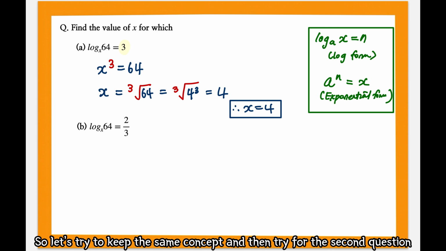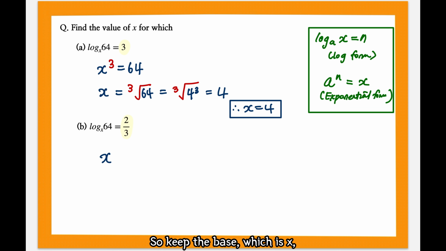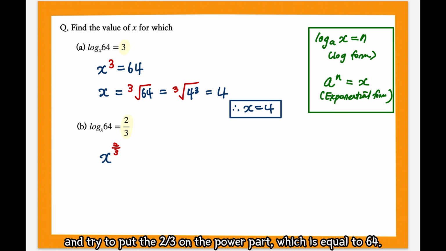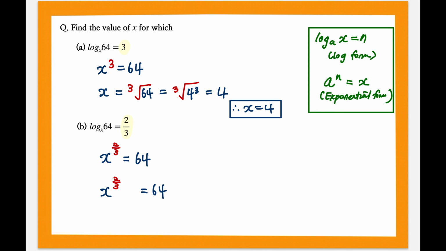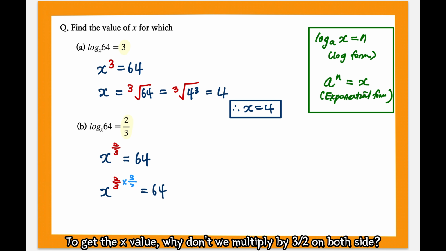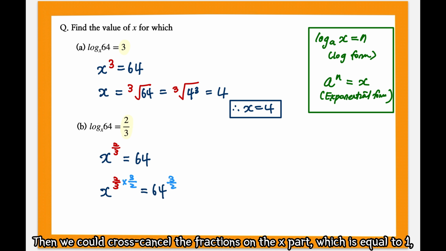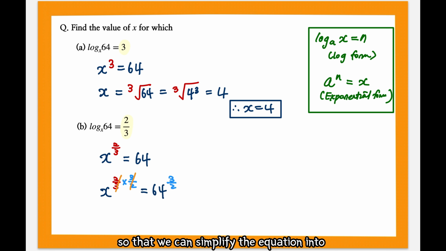So let's try to keep the same concept and then try the second question. So keep the base, which is x, and try to put the 2 over 3 on the power part, which is equal to 64. This is how we turn it into the exponential form. So x to the power of 2 over 3 is equal to 64. To get the x value, why don't we multiply by 3 over 2 on both sides? Then we could cross-cancel the fractions on the x part, which is equal to 1, so that we can simplify the equation into x equals 64 to the power of 3 over 2.